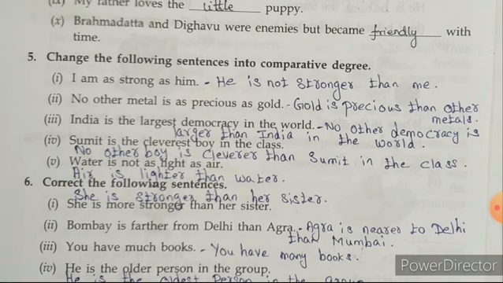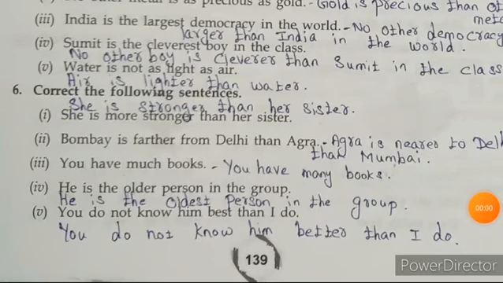The next one, correct the following sentences. The sentences are given there. We have to correct the following sentences. The first question, she is more stronger than her sister. So listen, children, here more stronger is there. How can we write it here? See, the word stronger is there. We shall write like this: she is stronger than her sister. How can we write it? How many syllables does strong have? The word strong is only one syllable.